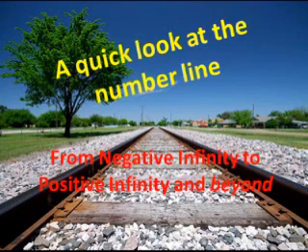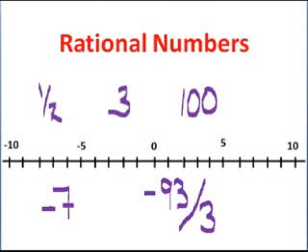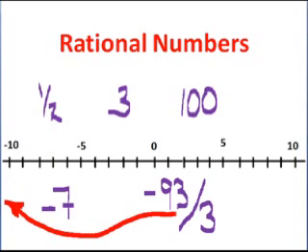From negative infinity to positive infinity and beyond. This is all about where numbers fit on the number line. Rational numbers, like 1/2, 3, 100, -7, -93 thirds, fit on the number line in different places. 100 doesn't show here, and -7 is there, and -93 thirds is the same thing as -31, and it wouldn't show on the number line either.